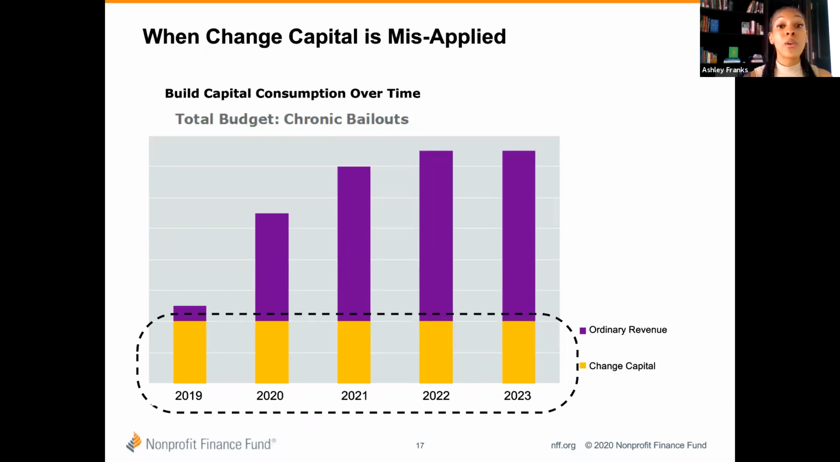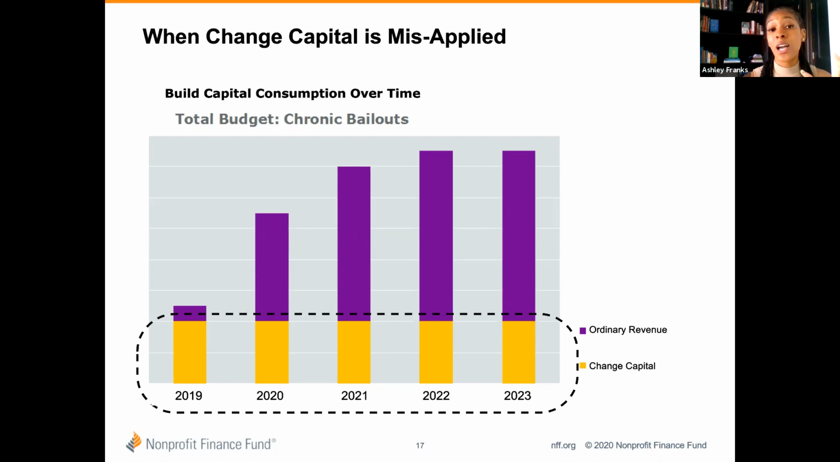This is an example of what we might see when change capital is misapplied. To emphasize the point that has been a through line throughout this section, change capital is meant to ensure that an organization emerges from a planned period of extraordinary investment more financially stable and resilient. It is not, however, intended to be a substitute for regular earned or contributed revenue. It's not supposed to be a substitute for buy revenue.